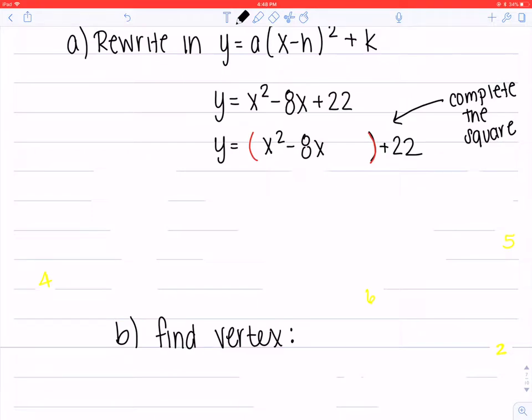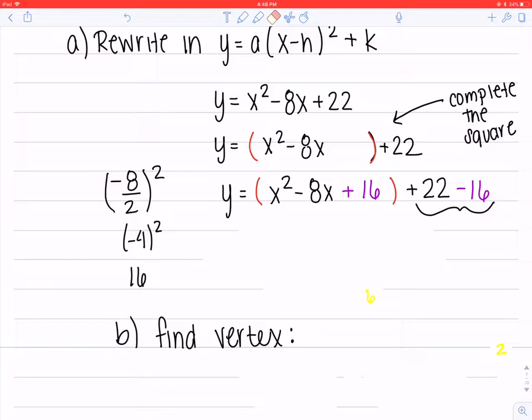Now I'm going to take that part that's inside the parentheses, and that's what I'm actually going to complete the square on. So I take b, divide by 2, square it, so I get -8 divided by 2 is -4, -4 squared is 16.